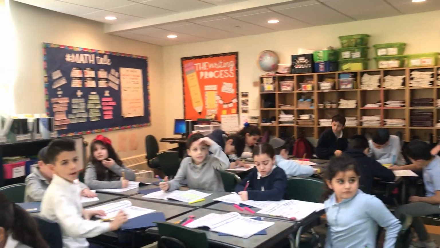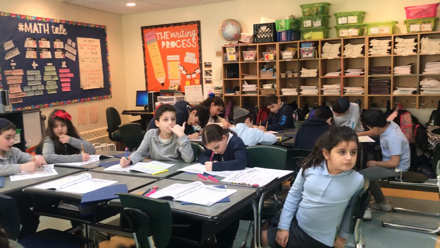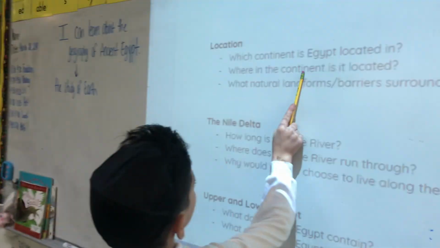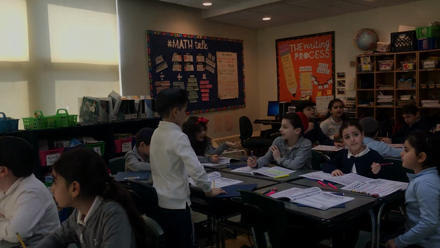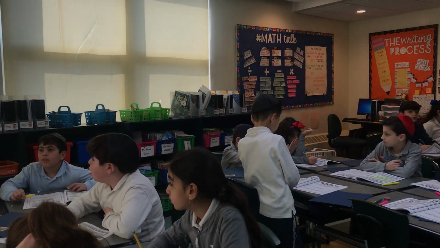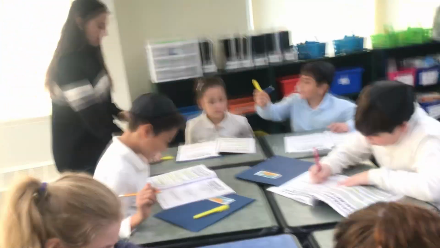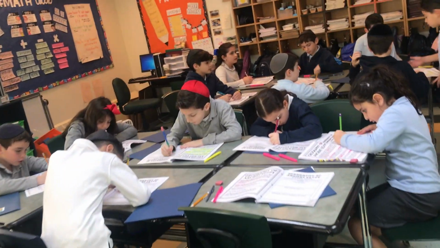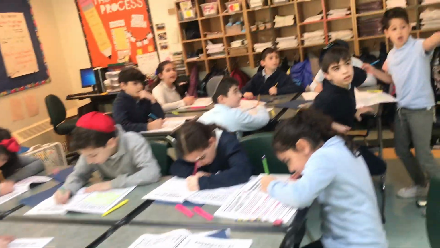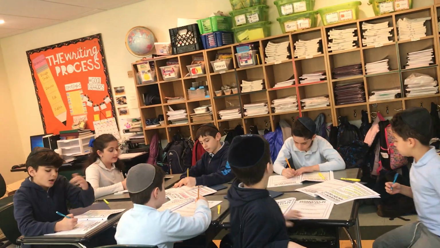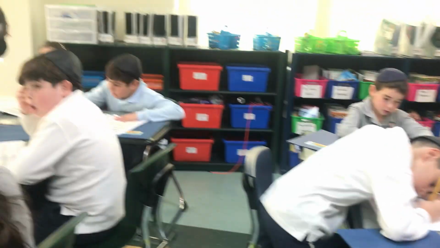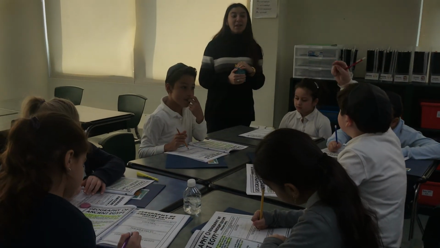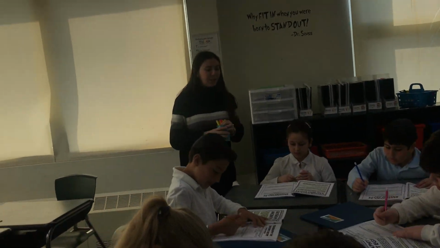Go ahead, look back in your notes. I don't think you should be guessing. Look back in your notes. Which question? You have the whole country. Where does the Nile River run through the whole country? My second question says, where does the Nile River run through? The entire Egypt. Beautiful.